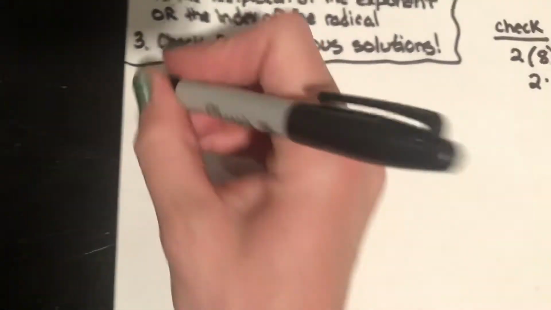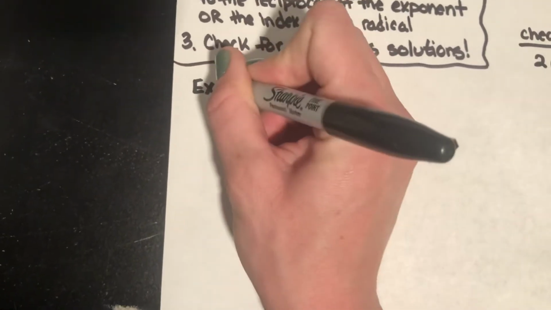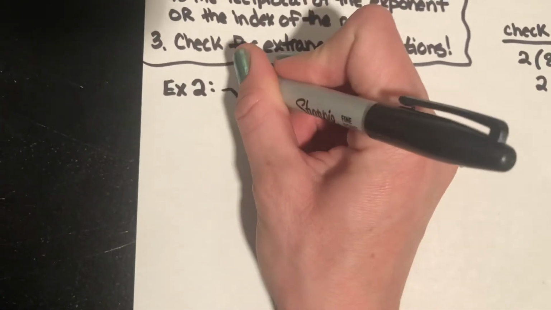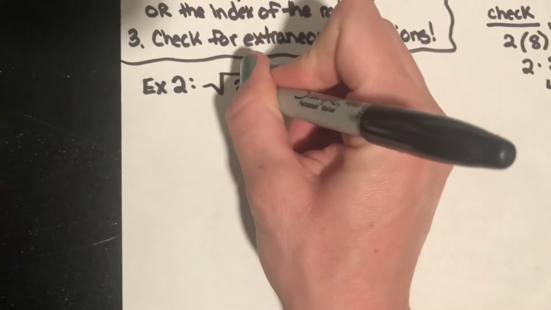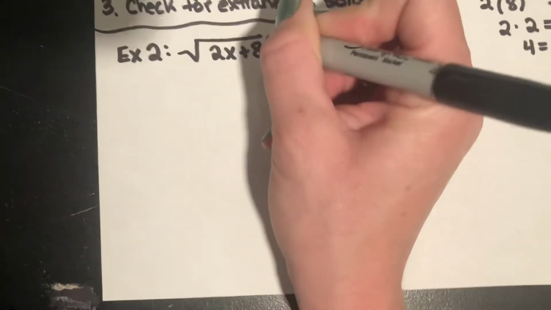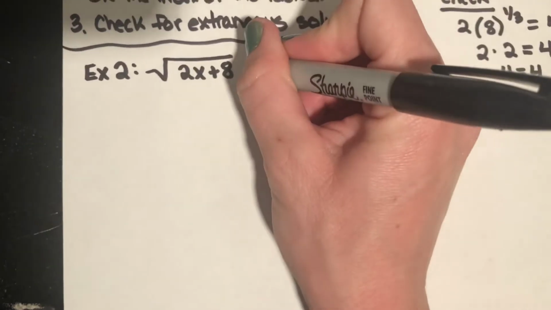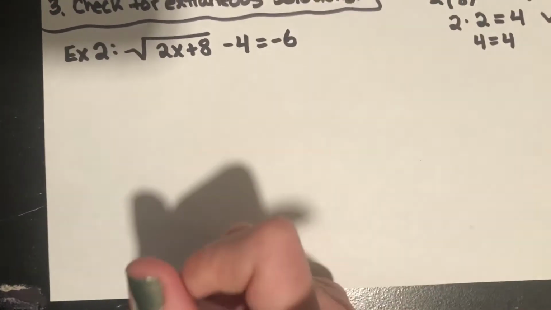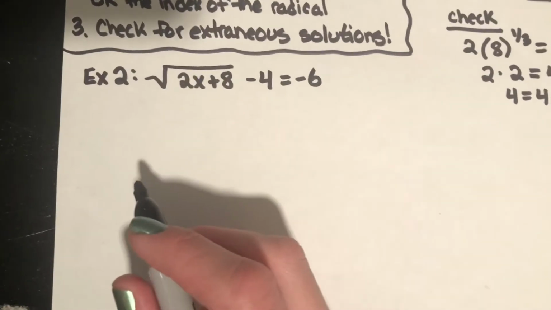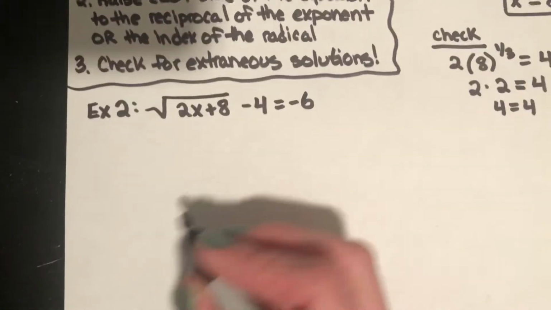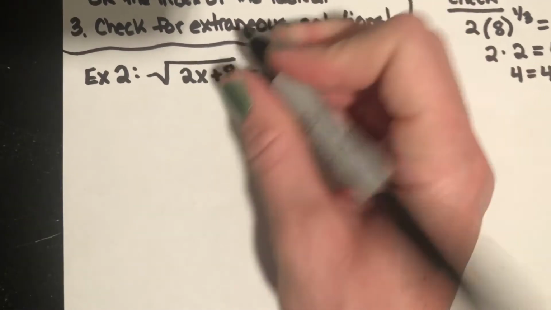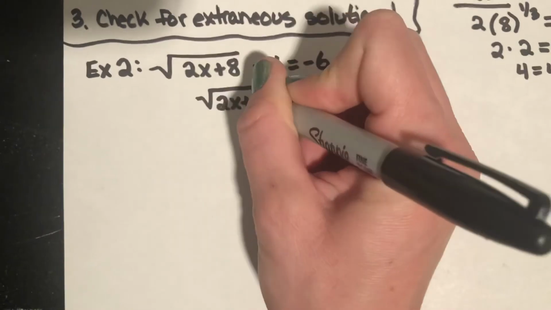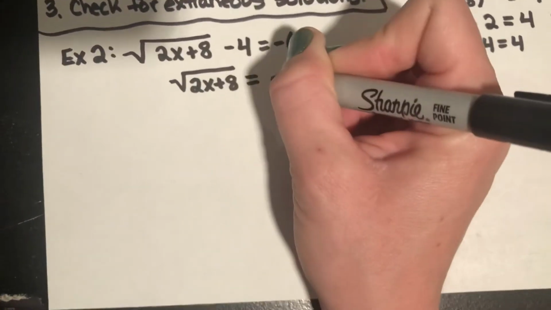Let's go to example 2. All right, example 2. We are going to have the square root of 2x plus 8. That's all underneath the square root. Outside of the square root, we have a -4 equals -6. All right, so we need to first isolate the exponent or radical. So that means we need to add 4 to both sides here. The left-hand side, we are left with the radical of 2x plus 8. And this is going to be equal to -2.